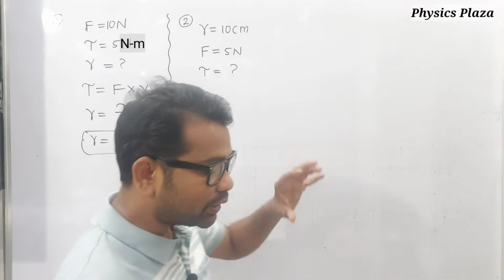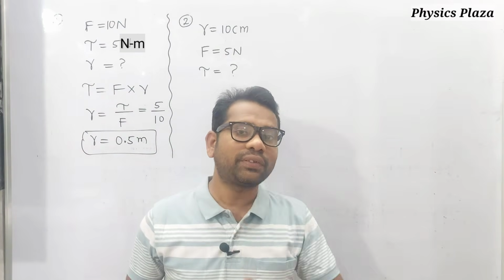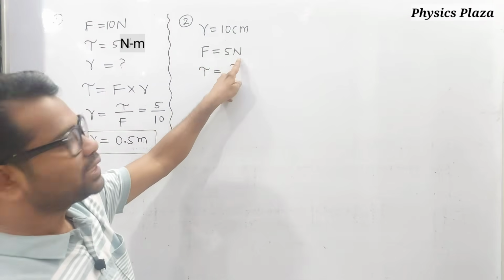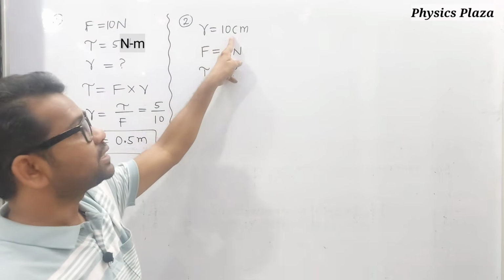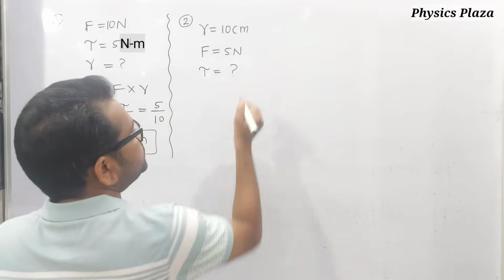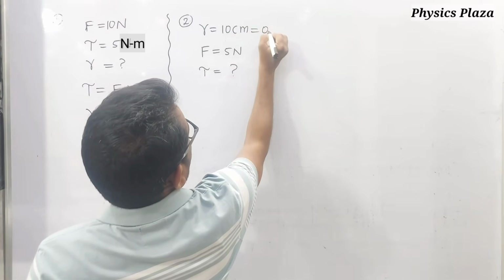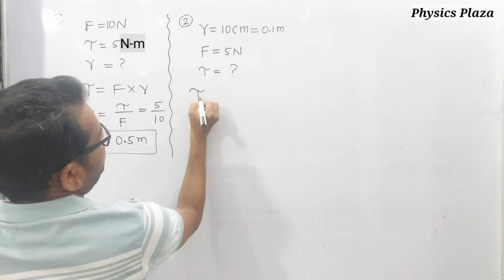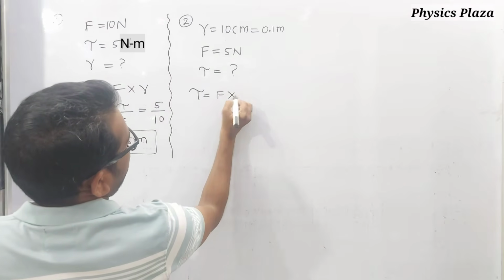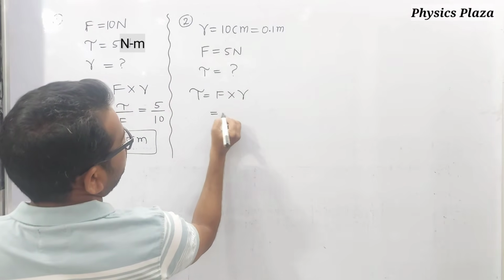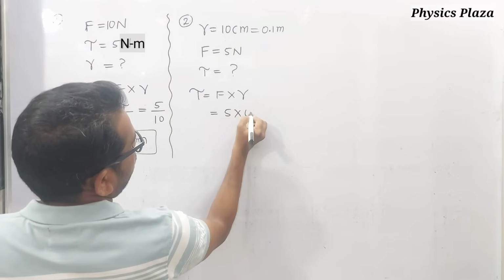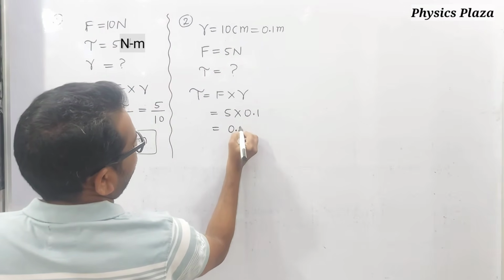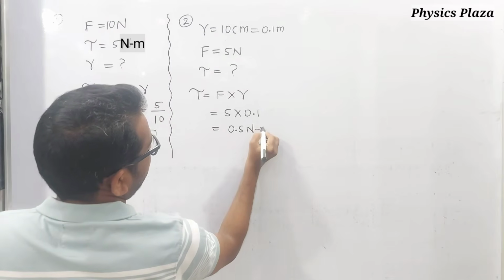Children, just now I told you to write the data. So what is the benefit of writing the data? Now look here. By seeing this, it is very clear that force is given in the SI system, but distance is in the CGS system. So that has to be converted: 10 centimeters is equal to 0.1 meters. Now look here, tau is equal to force into perpendicular distance. So this is going to be 5 into 0.1. So this is going to be 0.5 Newton meter.